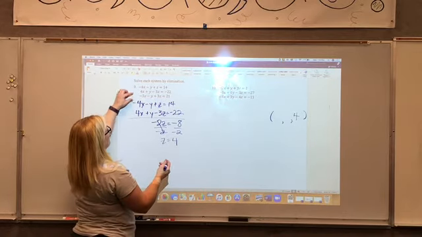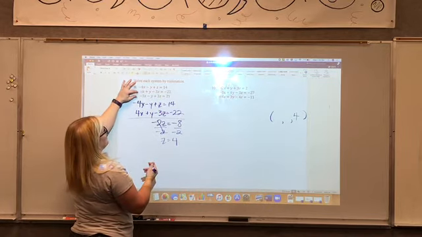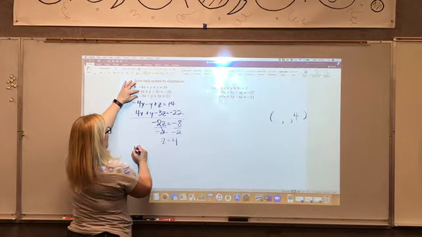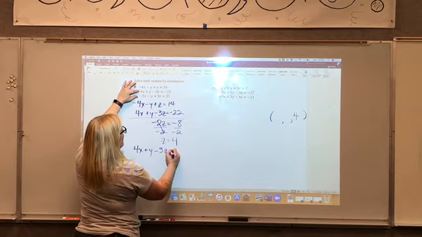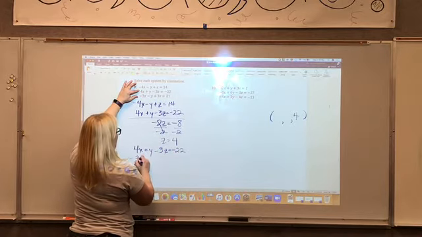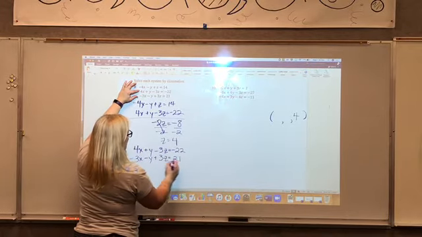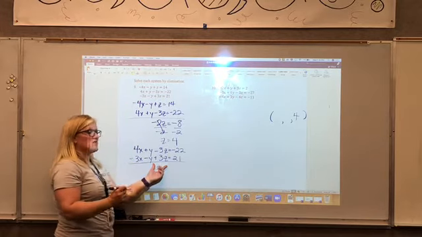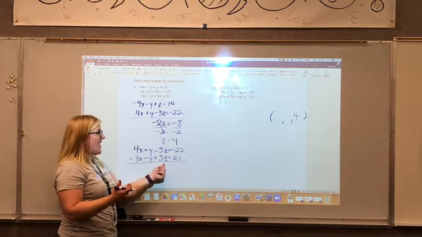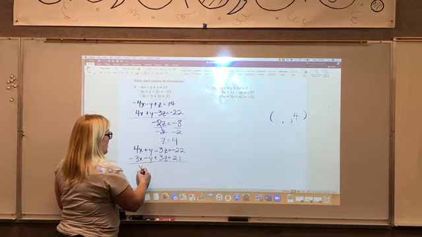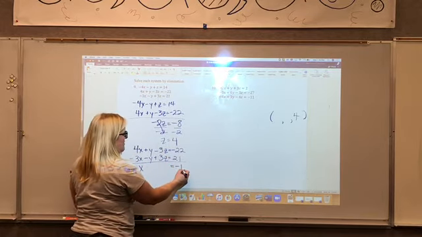So next, I think I'm going to do the first one and the last one. Actually, no, I see something else. I'm going to do the second one and the third one. So I've got 4x plus y minus 3z equals negative 22, and negative 3x minus y plus 3z is 21. Now when you look at this one, I have the same situation as before, but this time instead of my x's being eliminated, I've got y and z eliminated. So this gives me x. Negative 22 plus 21 is negative 1.